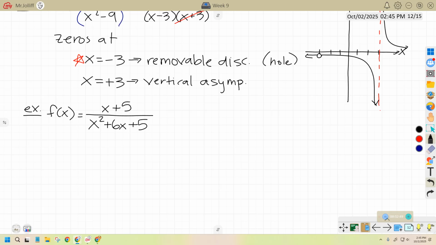Is there supposed to be nothing for y when I put a negative 3? Yeah, because we expect a hole there. Hole means no y value. Yeah, that's exactly what you're supposed to see. That's verifying we have a hole where we expect it to be.